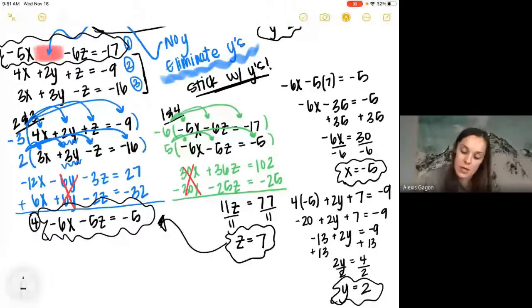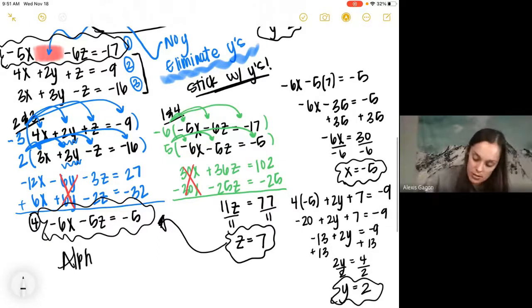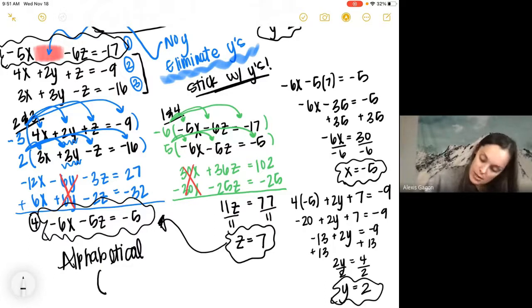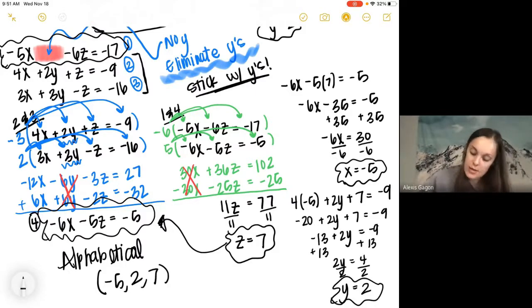Okay, so then our answer here is in alphabetical order. So it's going to be x, which is negative 5, 2, and 7.